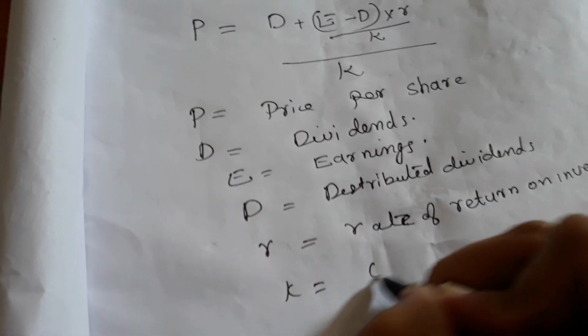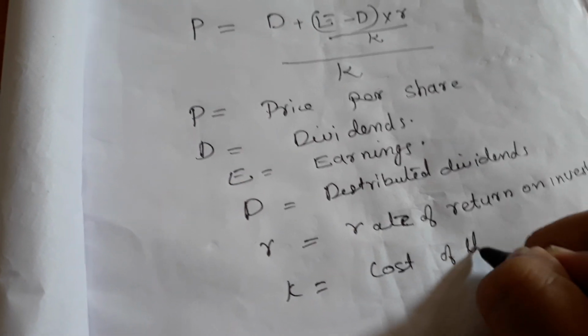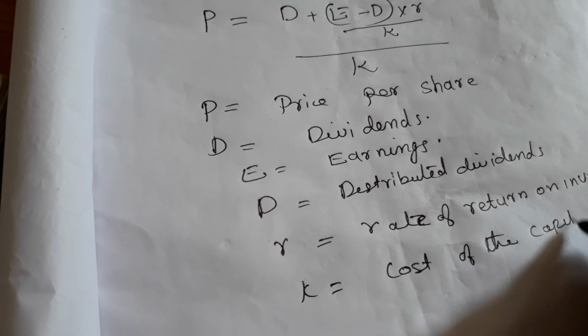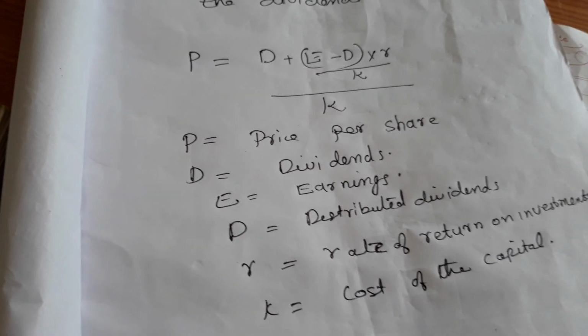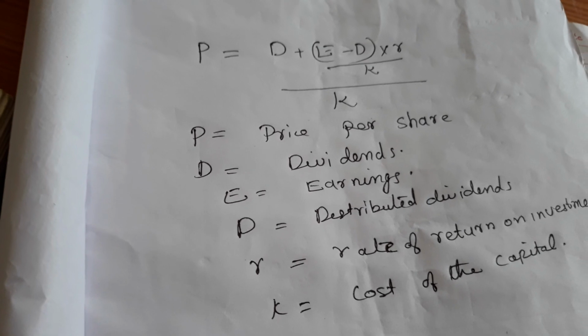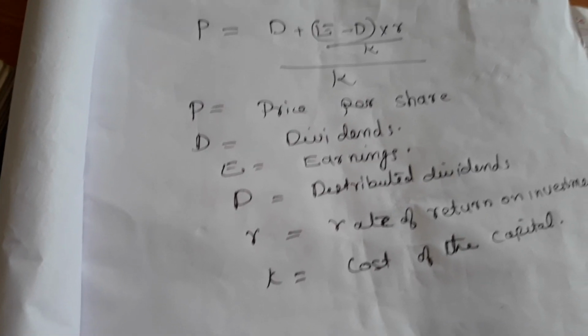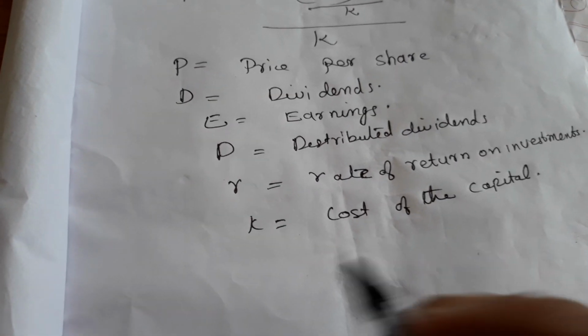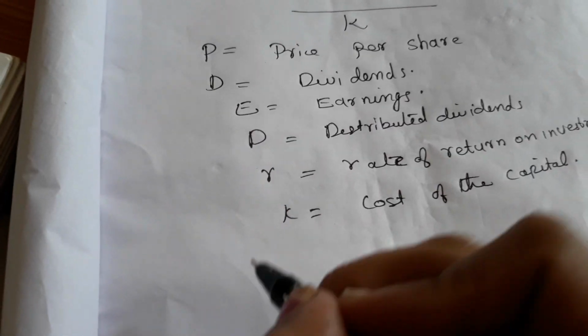K is the cost of the capital. Cost of the capital I have explained. That is cost of the debt plus cost of the equity. Cost of the capital means cost of the debt plus cost of the equity. I have shown the formula also for that. So let us see this.